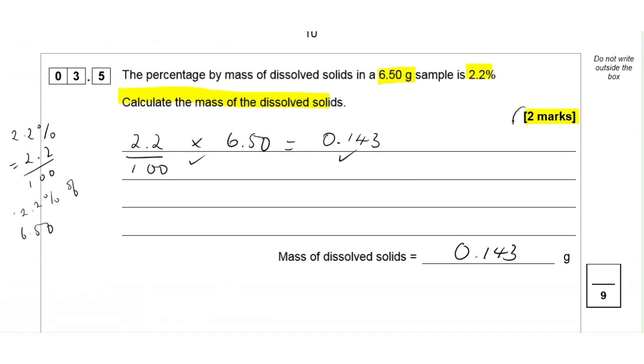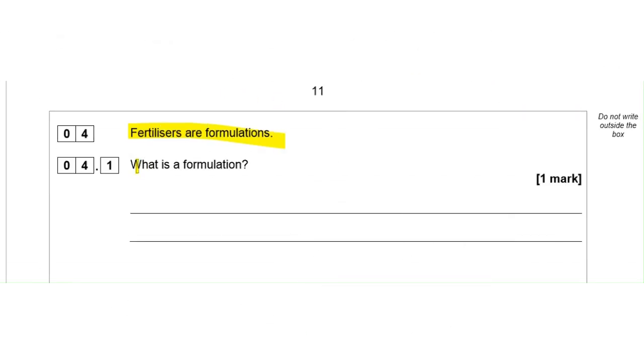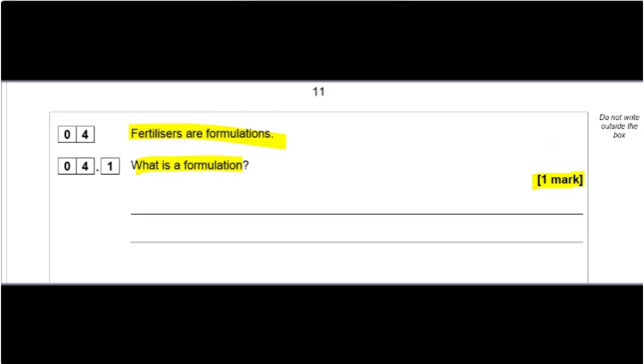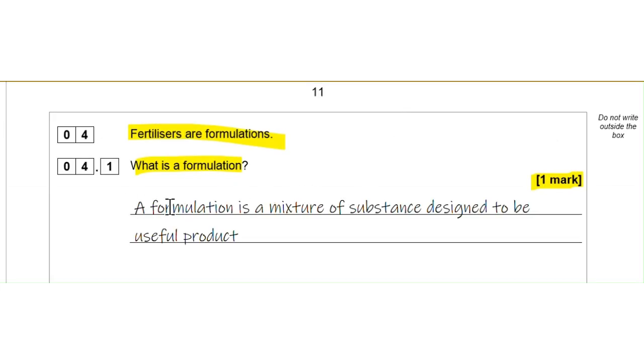Over the page, question 4. Fertilisers are formulations. 4.1. What is a formulation for 1 mark? Now this is a bog standard glossary item. You should know this definition. If you're not sure, make a revision card and learn the definition of a formulation. A formulation is a mixture of a substance designed to be a useful product. So a mixture of substance designed to be a useful product, 1 mark.